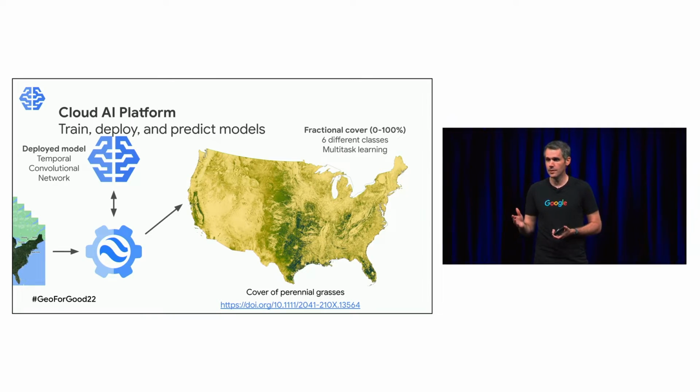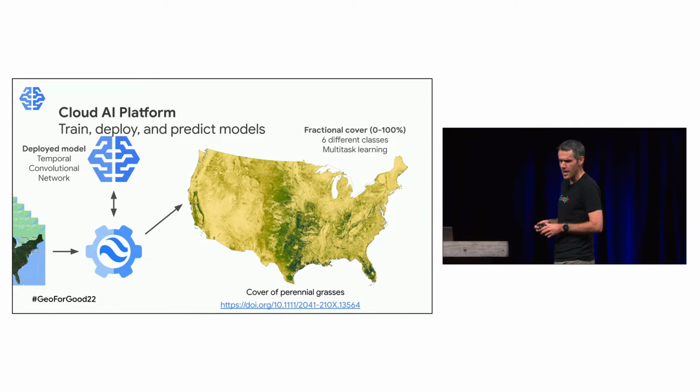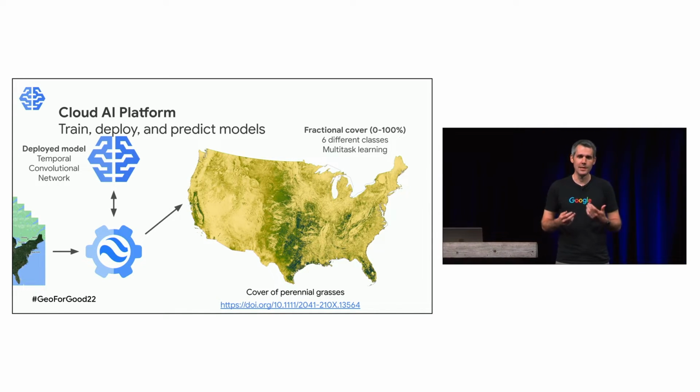So when we pulled that off, we were able to produce a data set that gave us the fractional cover for the entire CONUS domain for the past 38 years, from 1986 to present, and that was produced annually. And again, nothing had to leave Earth Engine or Google Cloud. It was all contained within the cloud ecosystem, which made it very, very easy.